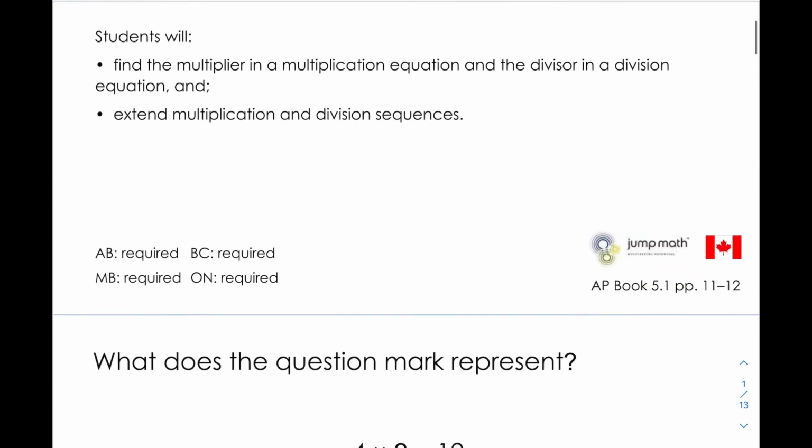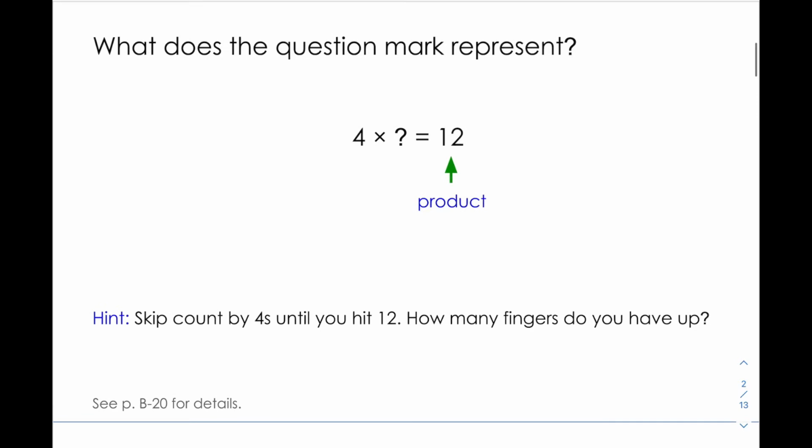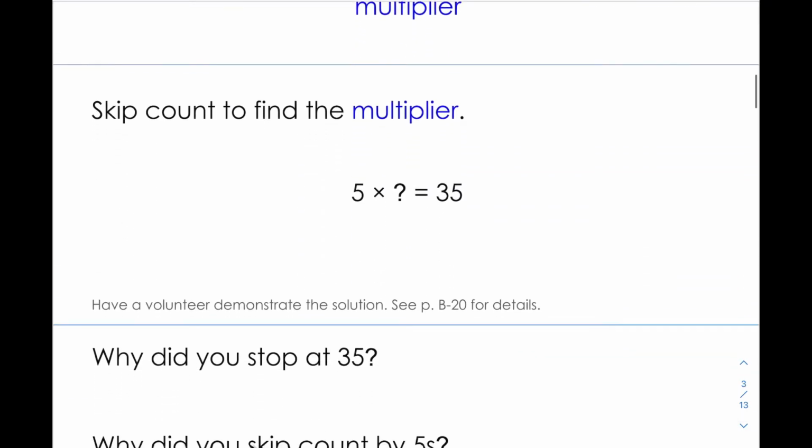Let's get started. What does the question mark represent? So here, our product, which is the answer to a multiplication question, is 12. Take a look at the hint at the bottom. We're skip counting by 4s until we hit 12. How many times do we have to skip count? Well, if you recall your multiplication facts, we do it 3 times. 4 times 3 equals 12.